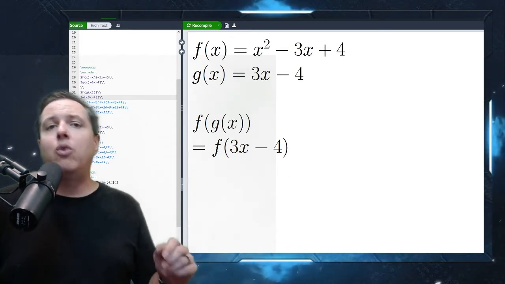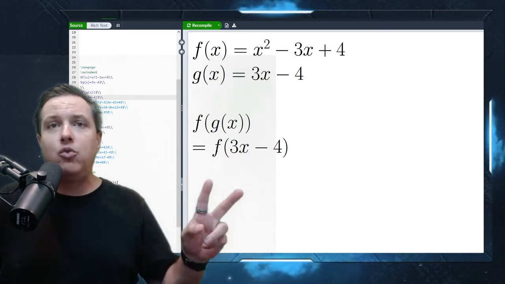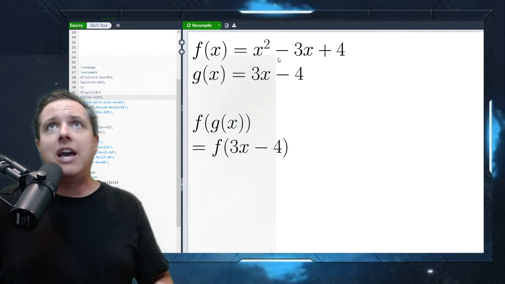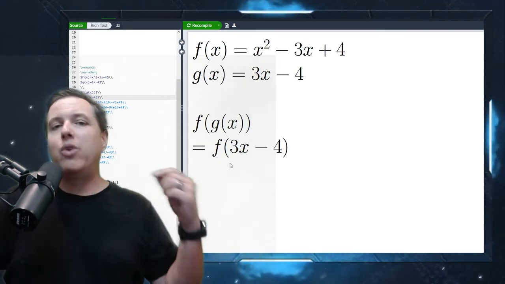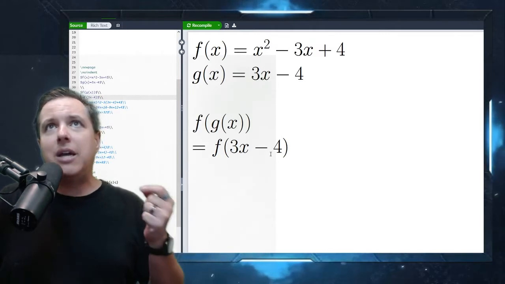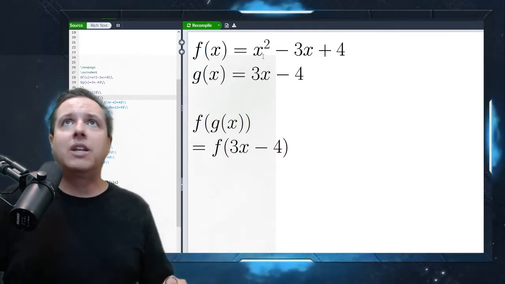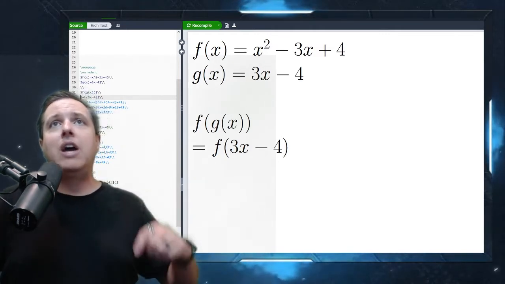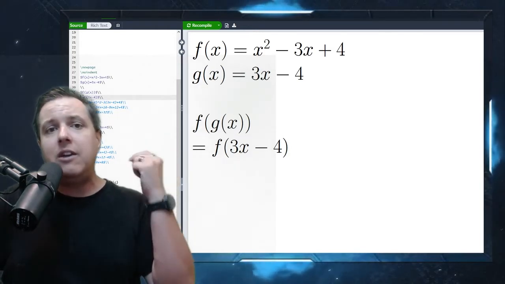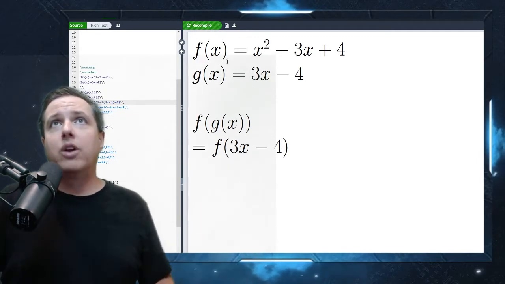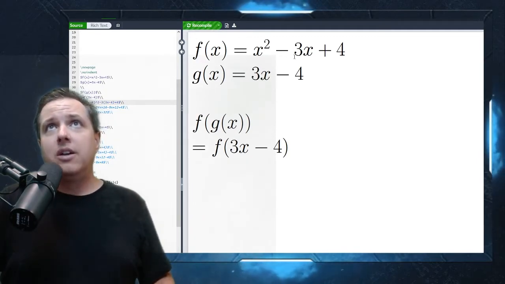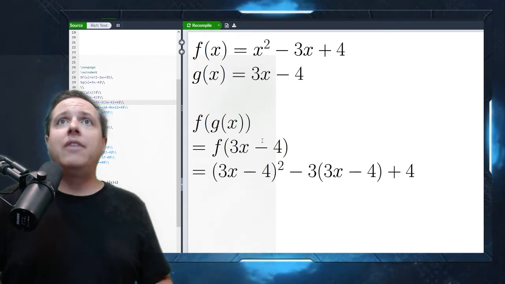So just think about what if we wanted to figure out what f of 2 was. That means we would take all these x values and we would replace them with the number 2. Except we're trying to figure out f of 3x minus 4. So what that means is we're going to take all the variables up here in f and replace them with the quantity 3x minus 4. So when we go to do that, we're going to square our input, subtract 3 times our input, and then add 4. And that looks like this.